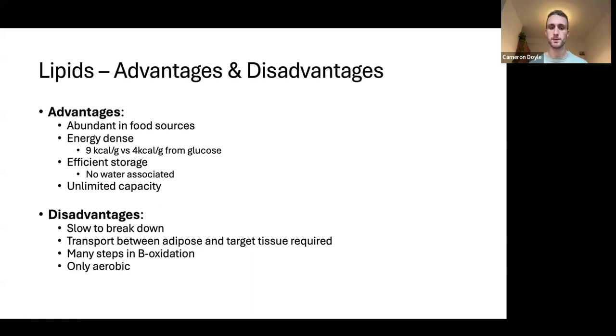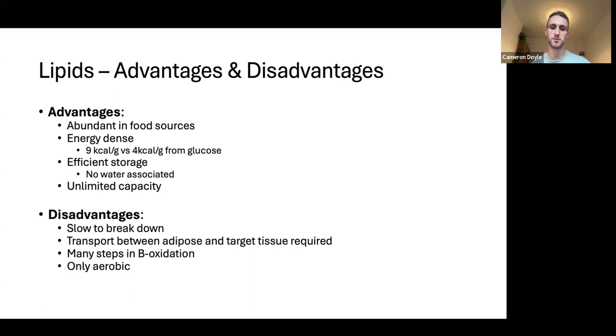The disadvantages of lipids: they're very slow to break down, which we'll go over. It's a very long, laborious process to break down lipids, which is why it's not the predominant energy source for the majority of cells in the body. It's just a slow process. There are many steps. It's only aerobic. You won't get this in anaerobic respiration because you need oxygen.